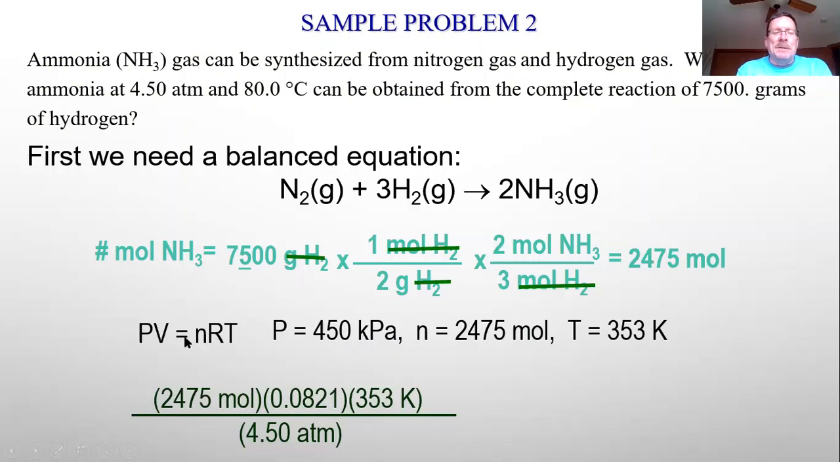So again, to find the volume, okay, it's going to be nRT over P. So here's my moles I just figured out. 0.0821 is what we use for the gas constant with atmospheres. Here's my temperature, 80 plus 273 to get it into Kelvin. And there's my 4.5 atmospheres. Plug and chug the math, and it's just under 16,000 liters. Okay. So that's another method. You're given the grams, and you just have to use the ideal gas at the end.